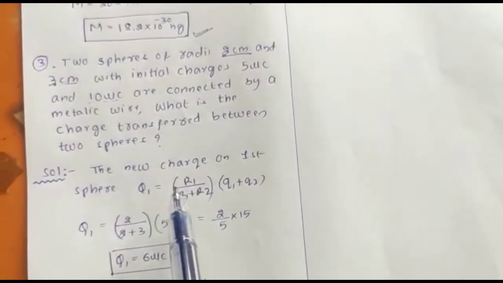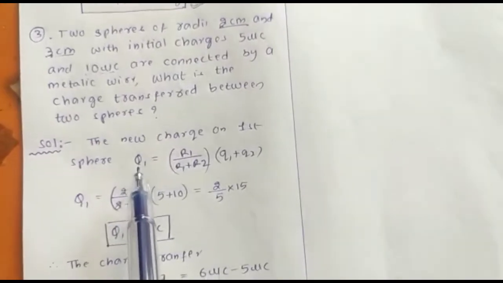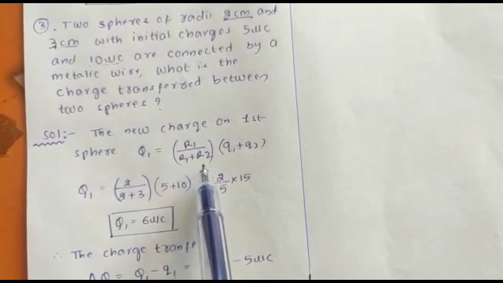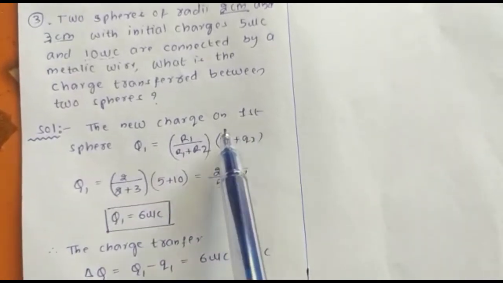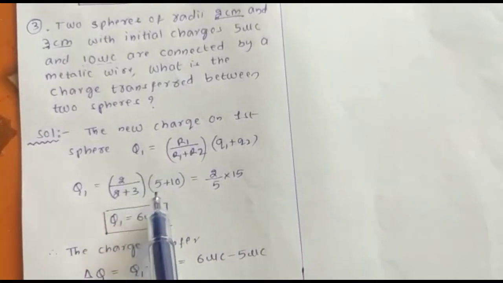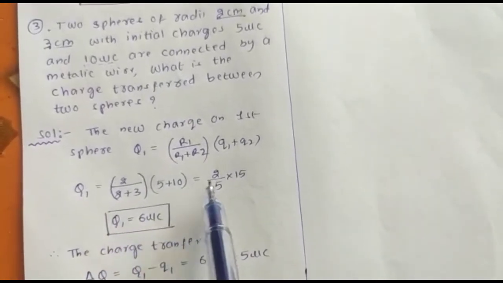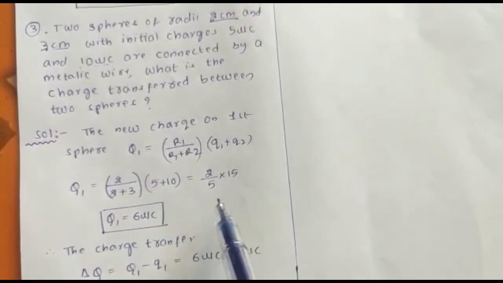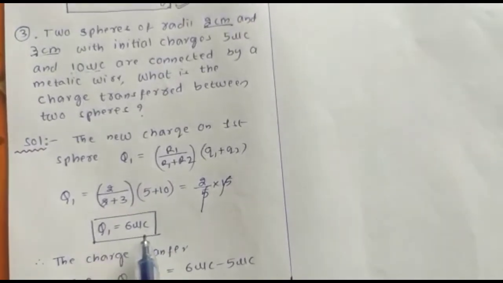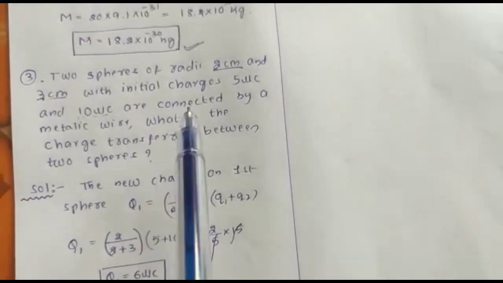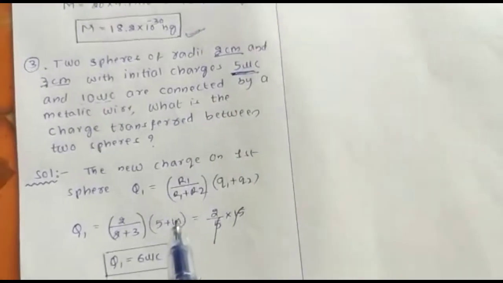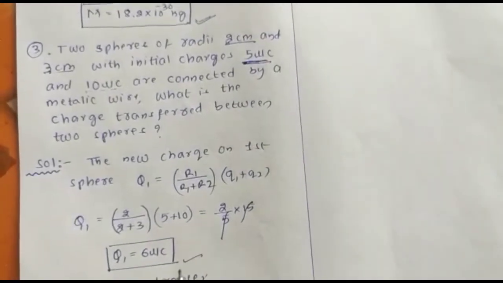And we know the new charge formula: the new charge on the first sphere, q1, is equal to r1 by r1 plus r2, into q1 plus q2. Just substitute the given values in this formula: q1 is equal to 2 by 2 plus 3, into 5 plus 10. Therefore here 2 by 5 into 15, therefore 5 ones and 5 threes, therefore 3 twos, therefore q1 is equal to 6 microcoulomb. Here you observe the initial charge on the first sphere is 5 microcoulomb and the final charge on the first sphere is 6 microcoulomb.